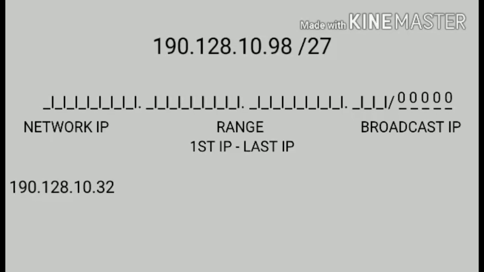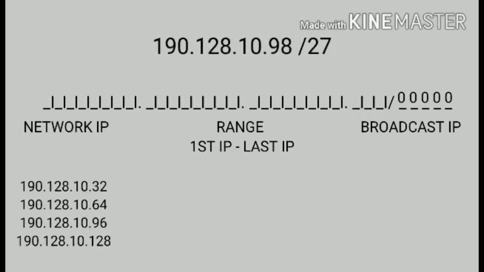Under network IP, put the first range, 190.128.10.32, and the next ranges are plus 32, plus 32, and 32 again. So it will stop here at 190.128.10.96, because the value of 98 falls in this range. 190.128.10.96. So this is our focus.